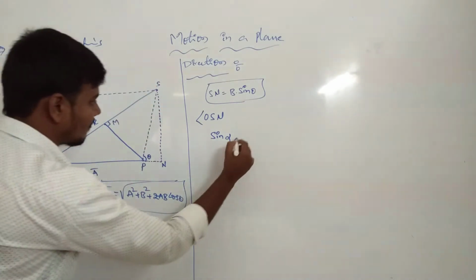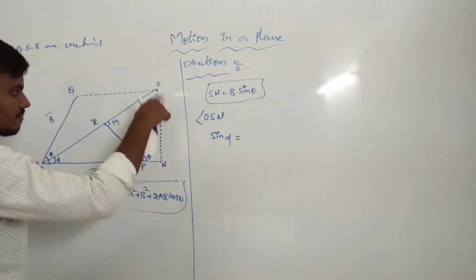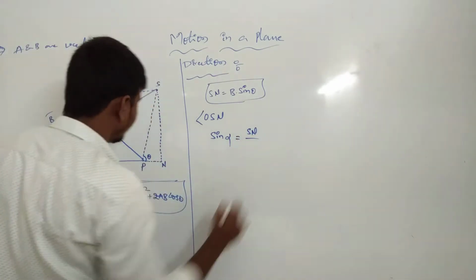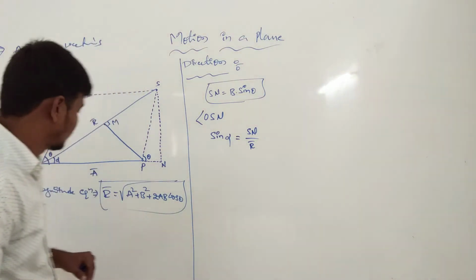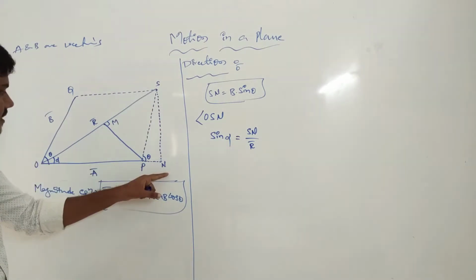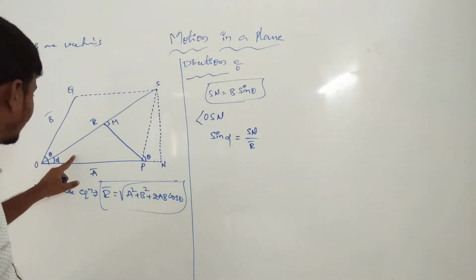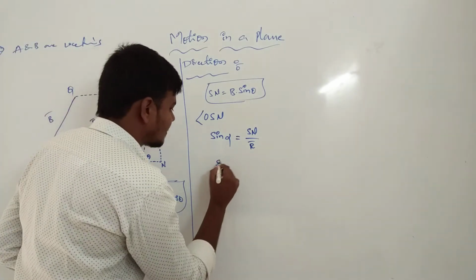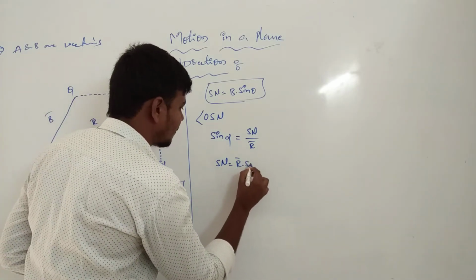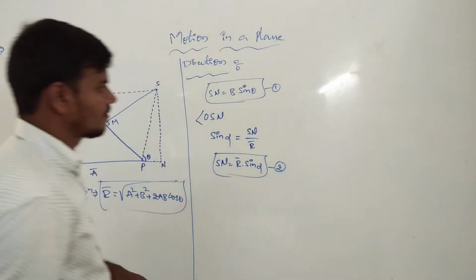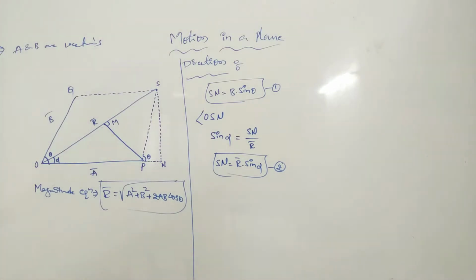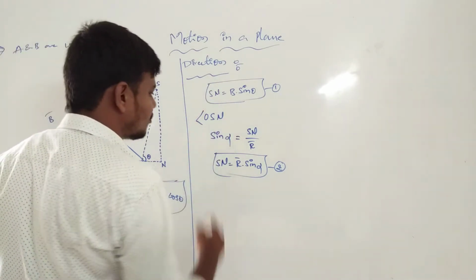Now sin alpha is equal to opposite over hypotenuse. The opposite is SN, and the hypotenuse is R bar. Now SN is equal to R bar into sin alpha. This is the first one, and this is the second one. From there we have two equations. The first equation: SN is equal to B sin theta. The second: SN is equal to R bar into sin alpha. SN and SN are mutually equal.